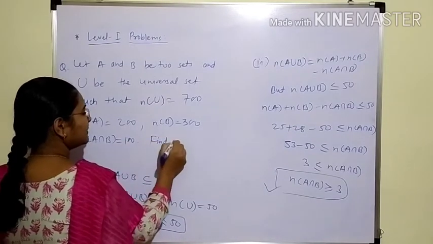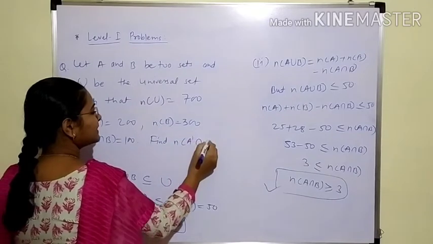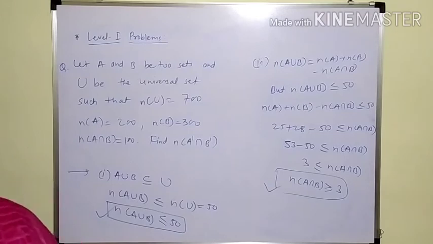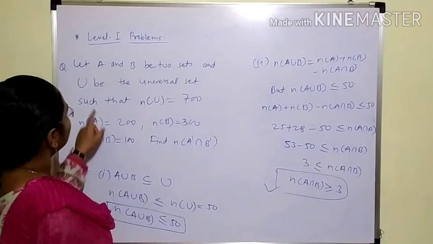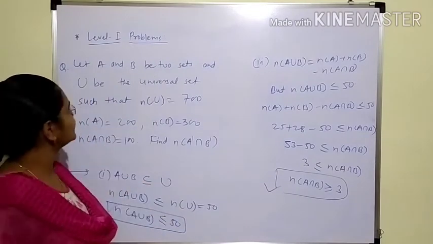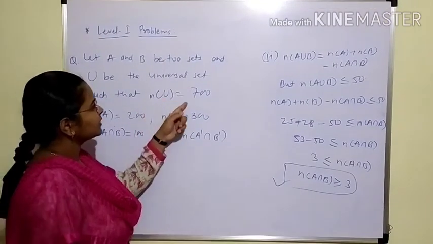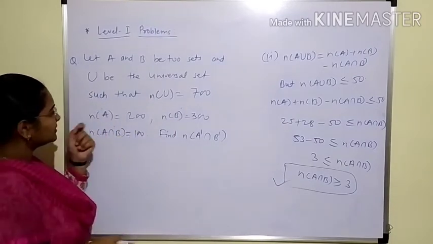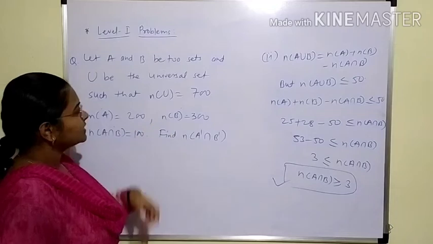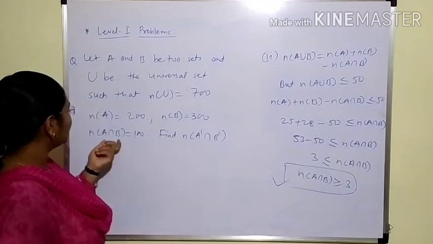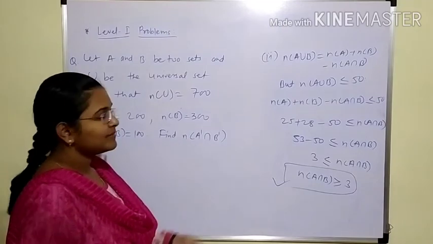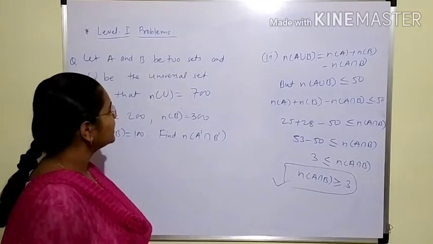Find the number of elements in A complement intersection with B complement. The question is: if A and B are two sets and U is the universal set such that the number of elements in U is 700, the number of elements in set A is 200, the number of elements in set B is 300, and in the intersection 100. We have to find the number of elements in A complement intersection with B complement.